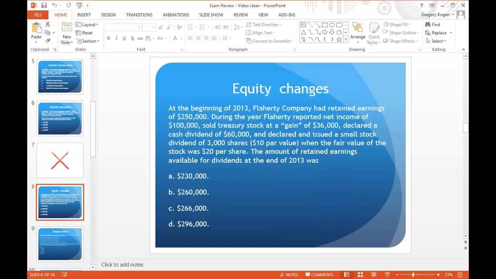In this question for equity changes, we're basically looking to see what impacts equity. If we start with 250, that's our beginning. Now, if we had income, we add it, right? Treasury stock gain, as we discussed in class, impacts equity. It does increase it, but it doesn't touch retained earnings. It touches a different account.